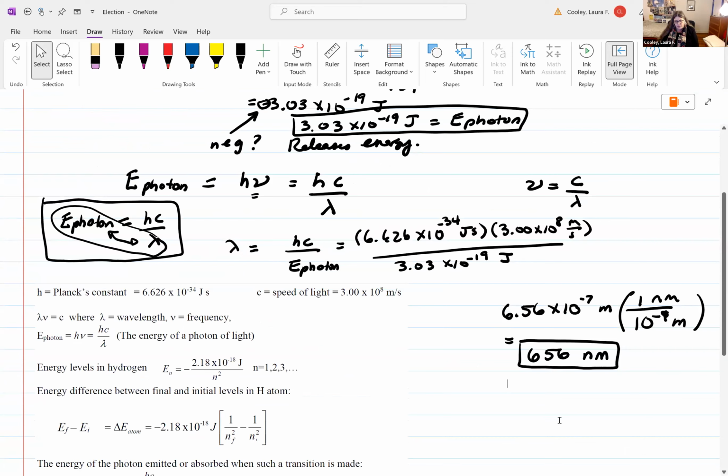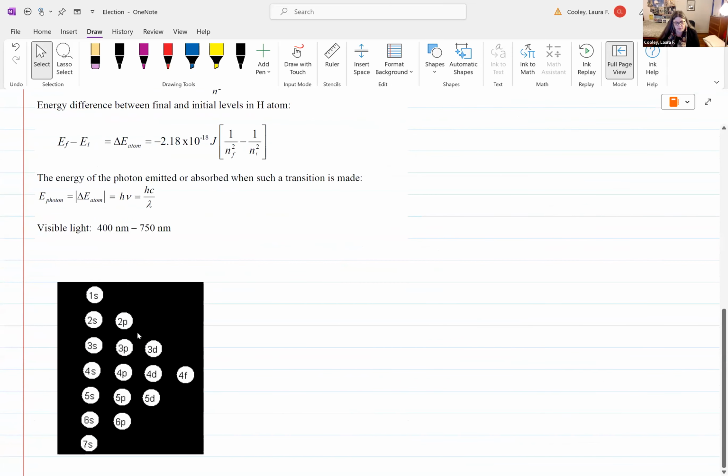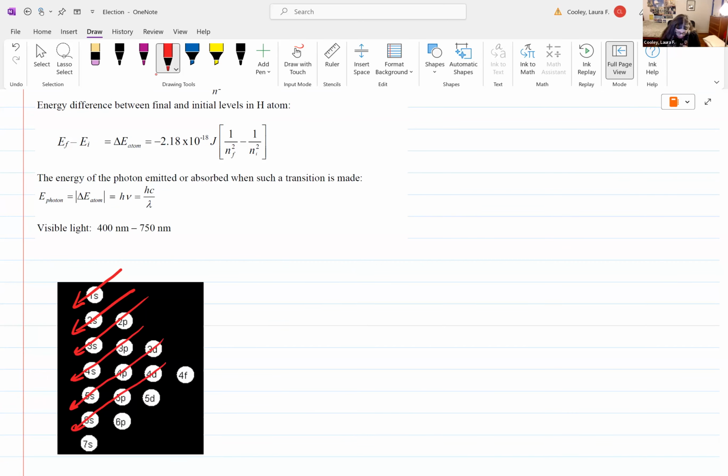By the way, I want to show you that I did put this on the first page of the exam. So you'll be able to tell the order of the orbitals, okay?